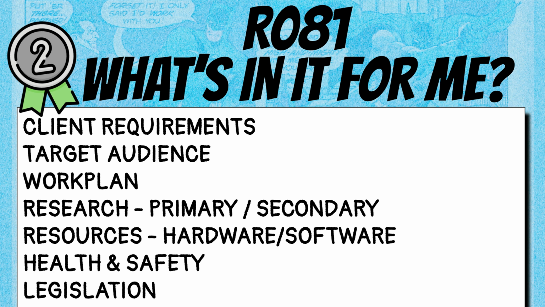Or work plan, you might be asked to identify areas of a work plan. So it might be like a labeled diagram. You have to say what elements are labeled. You might have to create a work plan, and I covered that in a previous video, which is highlighted up here. You might have to identify types of research.